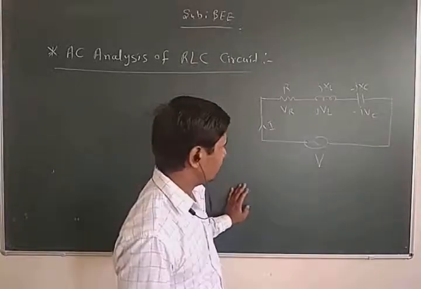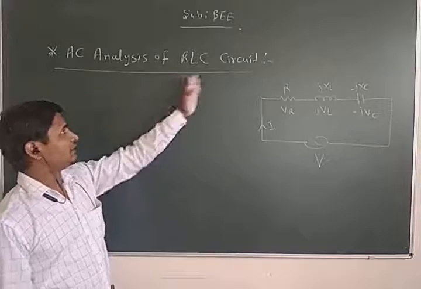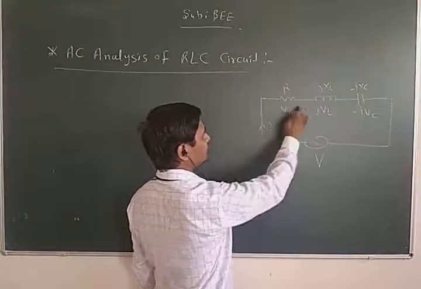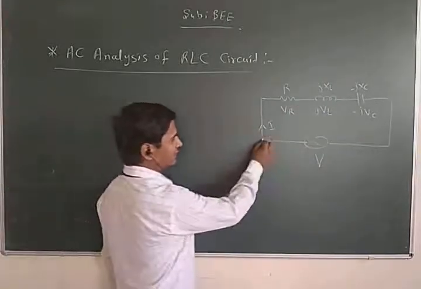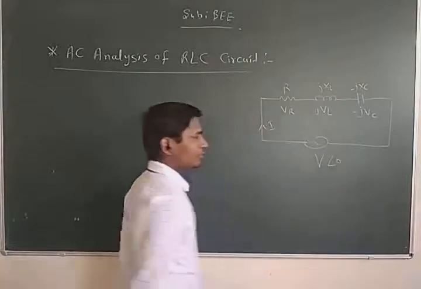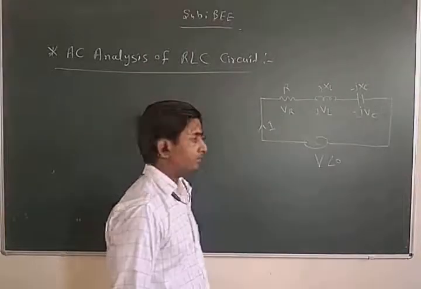Students, in this class we discuss AC analysis of an RLC series circuit. Here we connect resistance, inductance and capacitance in series, and this circuit is excited with an AC source. We take the reference voltage V as 5 angle 0 degree in polar form.